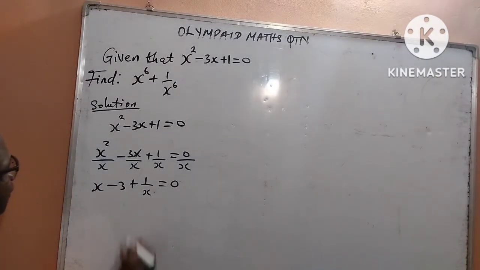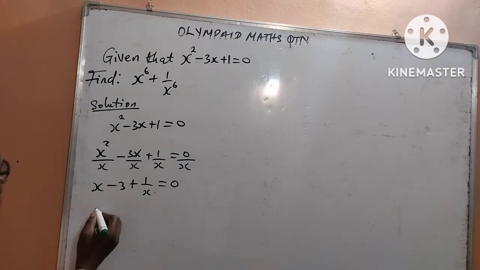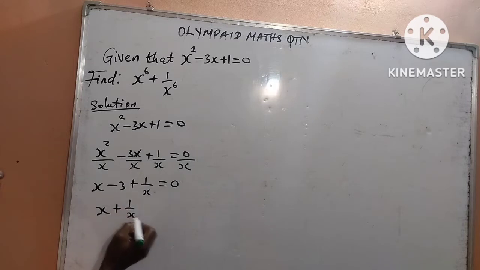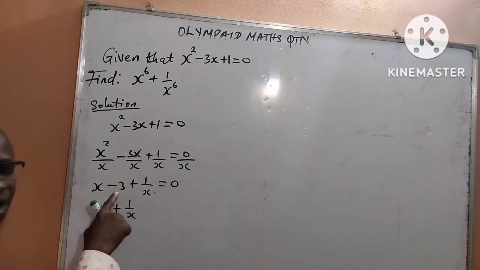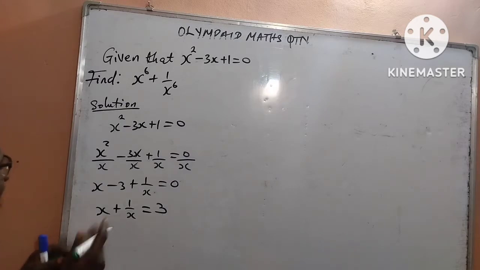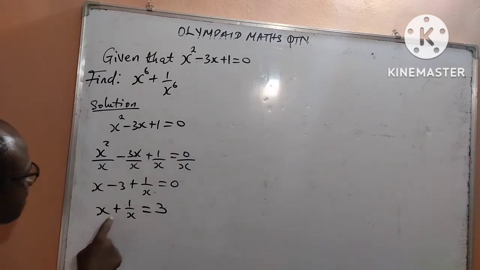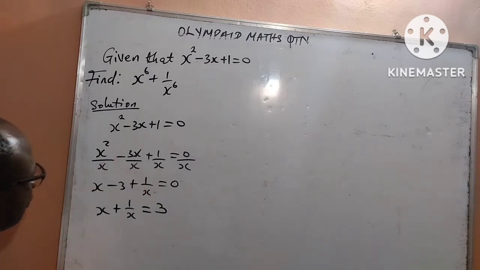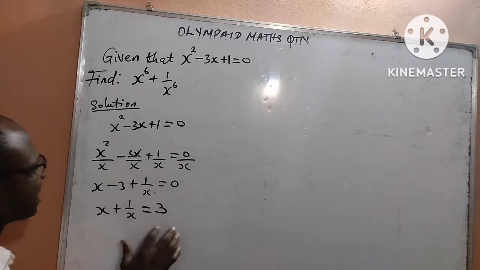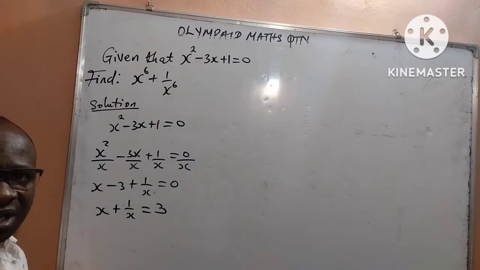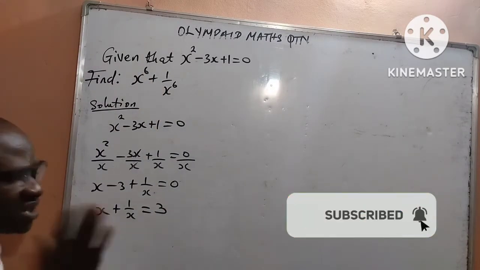Alright. Now from the left hand side, I can write it as x plus 1 all over x, then this minus 3, I can take it to the right hand side to become 3, positive. Therefore, I now have by the left hand side x plus 1 all over x equal to 3. Now, moving on, I want to square both sides. My target is to get to x to the power 6. So let me begin by squaring both sides.